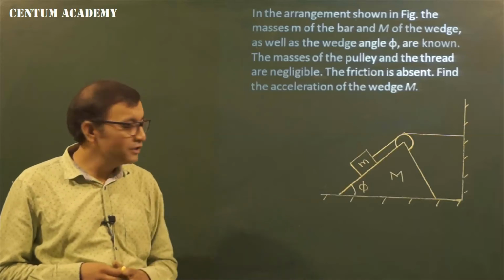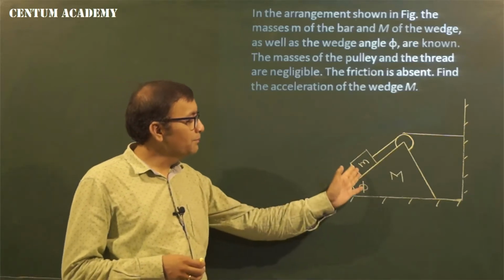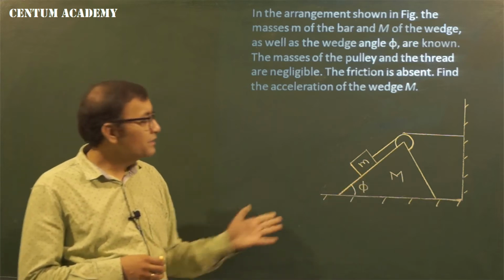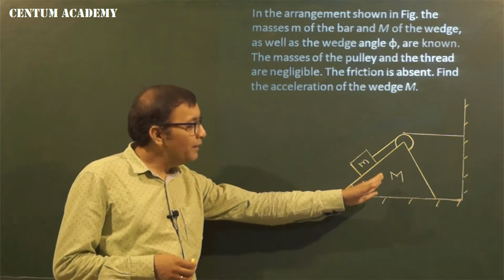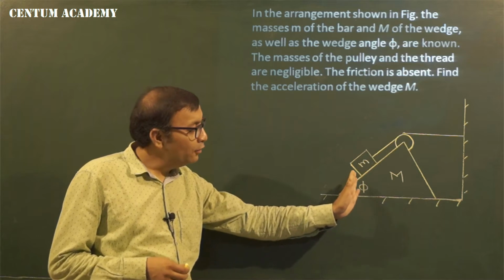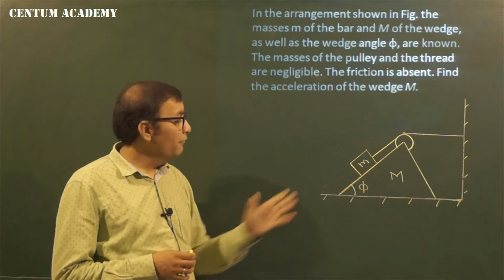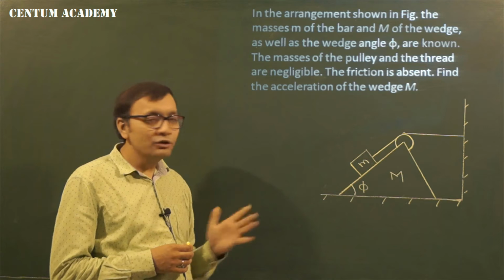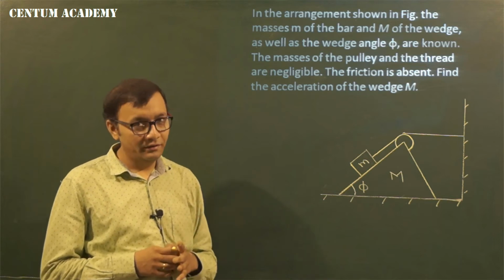Okay, so here is the next question. In this question, small m and capital M are arranged as shown. Now capital M, we know that can only move horizontally, right? Whereas small m, its motion is slightly complicated, right?